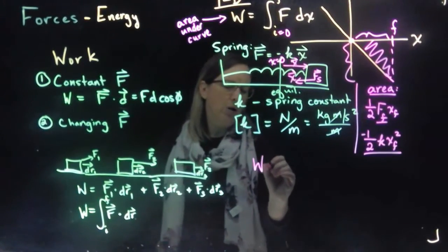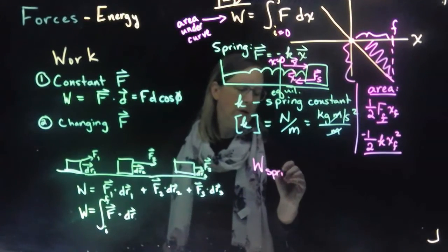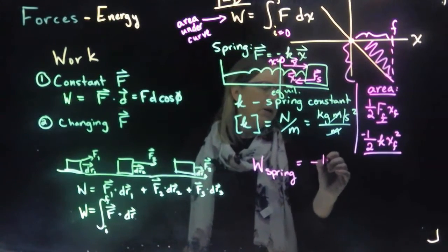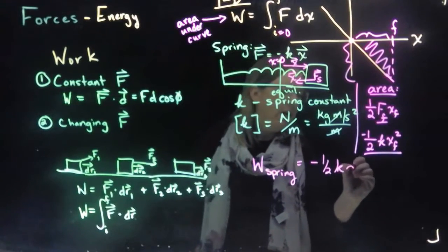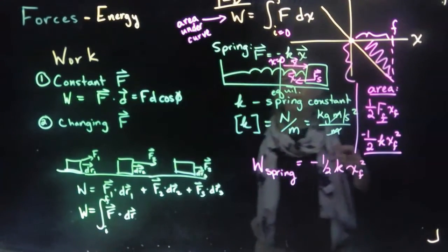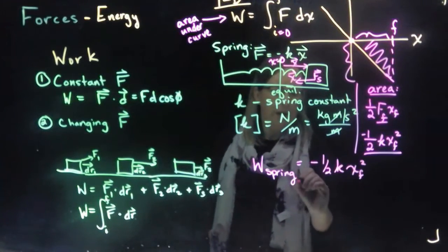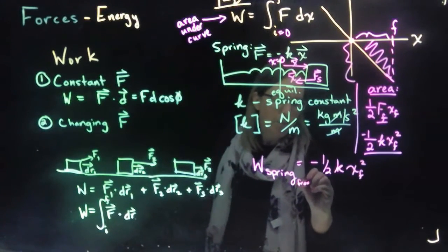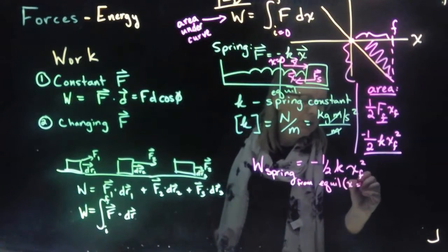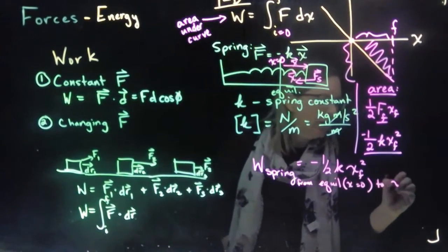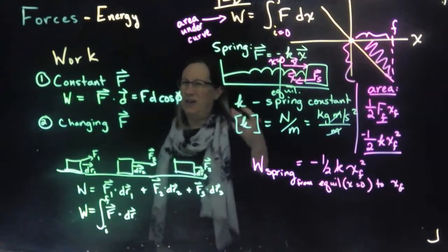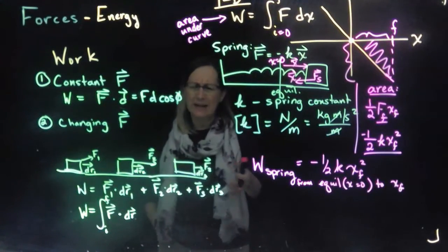So the work done by the spring, in this case the area under the curve, would be minus 1/2 kx final squared, okay? To go from equilibrium at x equals 0 to x final. Okay, great. Let's see if a negative work makes any sense, though.